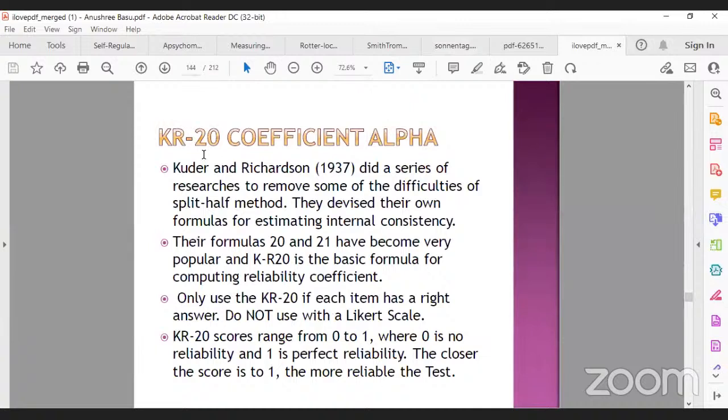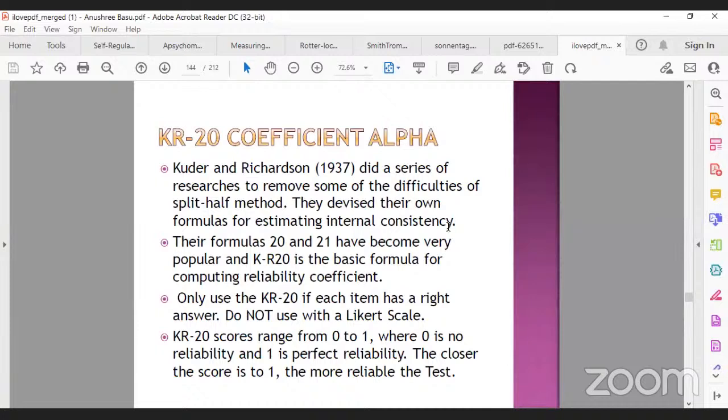The next is the Kuder-Richardson 20 coefficient alpha. Kuder and Richardson, in 1937, did a series of researches to remove some of the difficulties of the split half method. They identified some of the difficulties of the split half method and devised their own formulas for estimating internal consistency. Their formulas 20 and 21 have become very popular, and KR20 is the basic formula for computing the reliability coefficient.